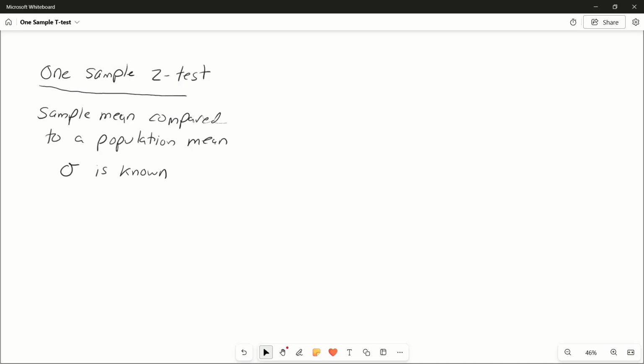The vast majority of the time, we do not know sigma, which is the population standard deviation. So we're going to use t instead. So when sigma is unknown, we are going to use t. Now, t is a little bit different than the normal because it's fatter in the tails and basically flatter in the middle.